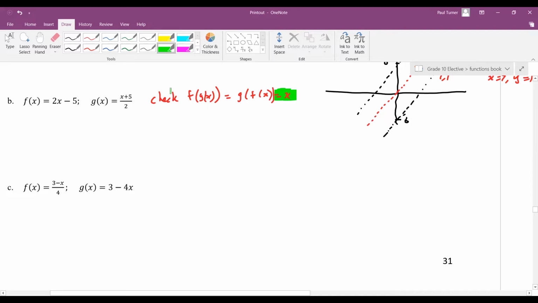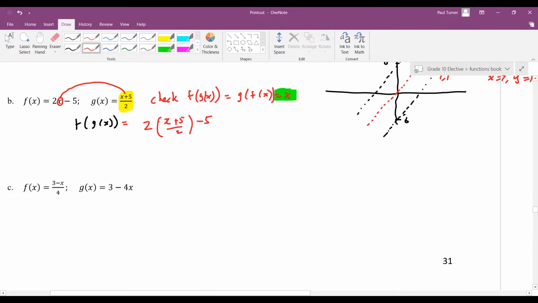All right, so we'll do f(g(x)) first. So we're putting our g function inside the f function. So your g function is here. Now put that into your f function here. So you've already learned composites, so you should be able to do this. So we'll have 2x plus 5 on 2 minus 5.